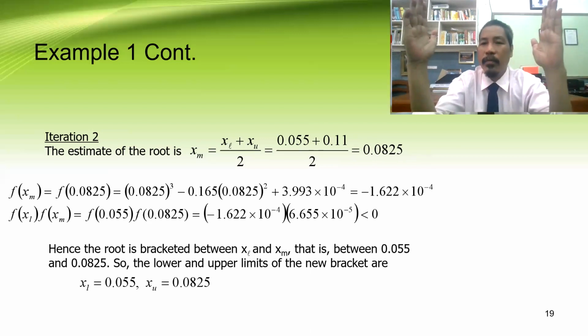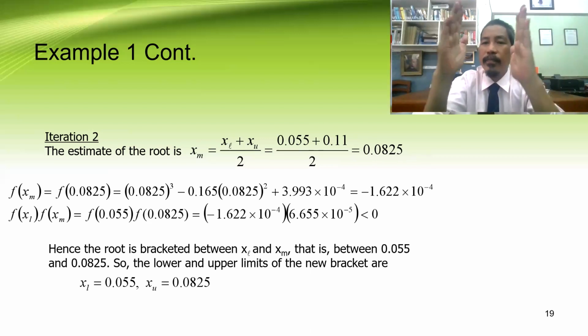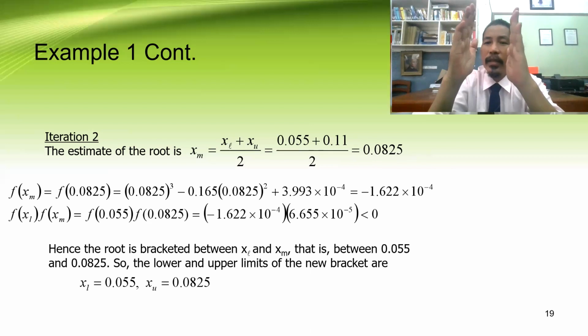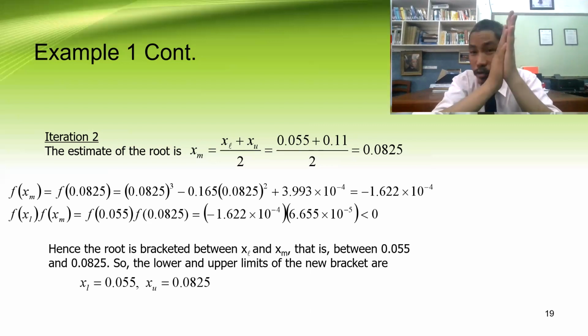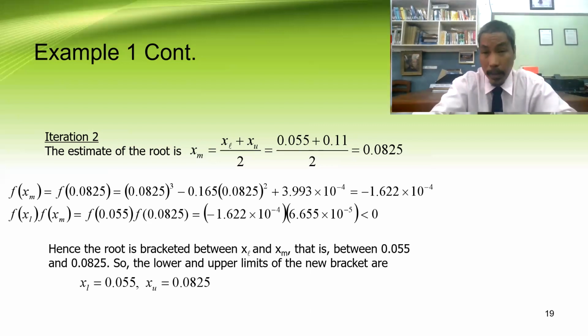Notice the domain becomes smaller. It will become smaller and smaller up to the point that we can find the root of the equation. But now we are just limited to 3 iterations. This is the second iteration. So let us go further.